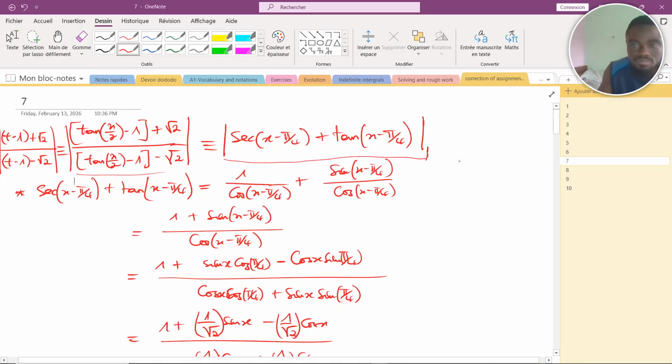Is that okay? Now, this is what I'll do. Take note of this. I'll first calculate sine this plus sec this plus tan this. After that, I'll apply the absolute value. Is that okay? We know that sec of this plus tan of this is equal to 1.